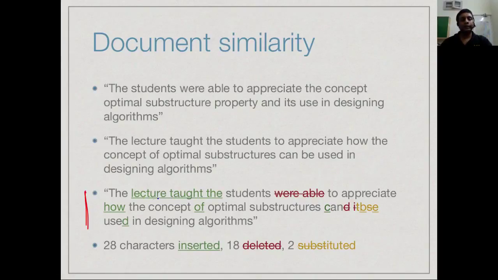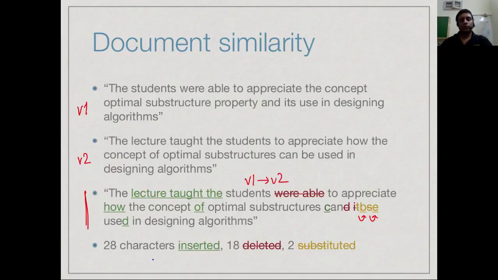So here, if we call this version 1 and this version 2, then in going from version 1 to version 2, what we have done is we have introduced the letters in green. So we have inserted these characters. We have deleted the letters marked in red with a line through them. And in yellow we have replaced. So we have replaced a T by a B and an S by an E.